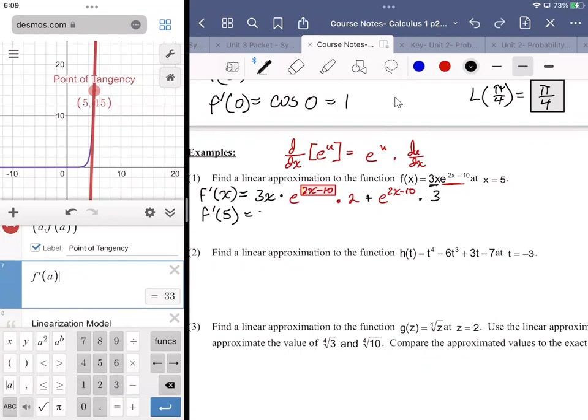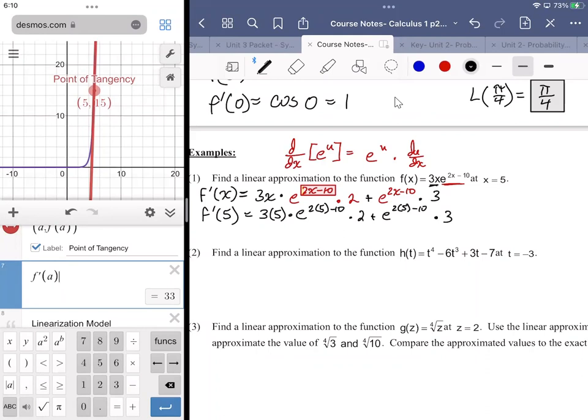I'll actually refrain from writing that down for a sec, because if you did it by hand, the reason we select a nice value is because in theory it should clean up nicely. All right, so 3 times 5 times e to the 2 times 5 minus 10 times 2, plus e to the 2 times 5 minus 10 times 3.